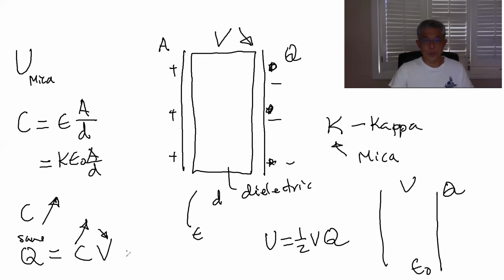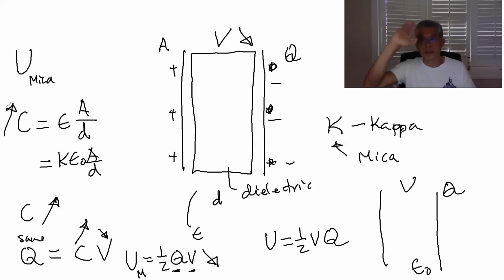So you can see the U is now equal to 1/2 QV. Once you put in this dielectric, the U for the mica actually reduces, because Q is the same and V goes down, even though C increases. Okay, that's all we have for today. Bye-bye.